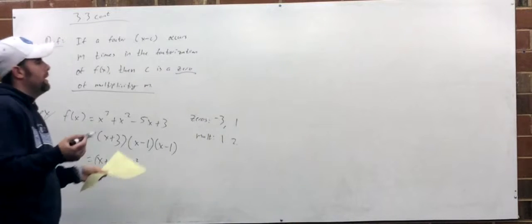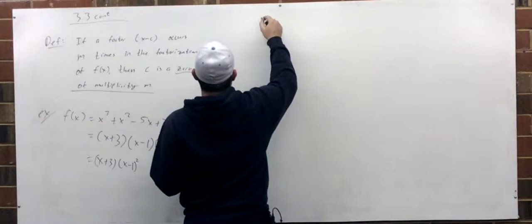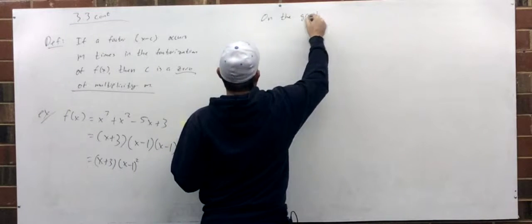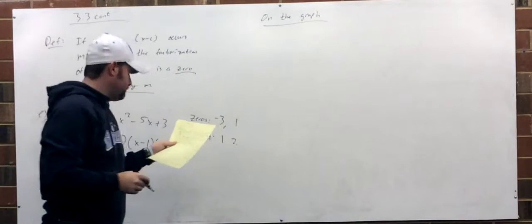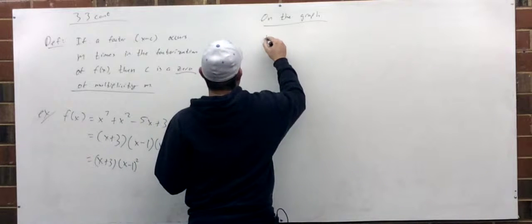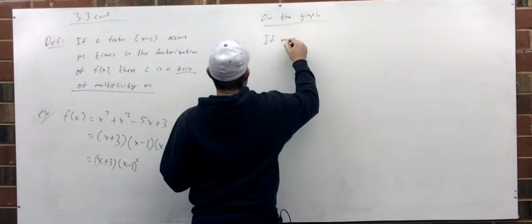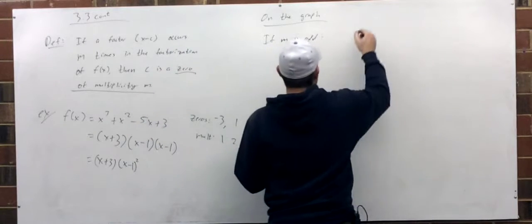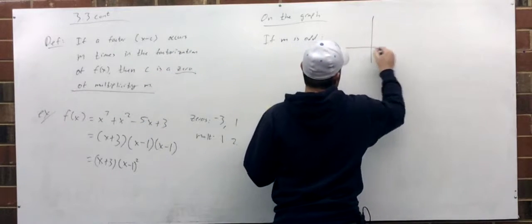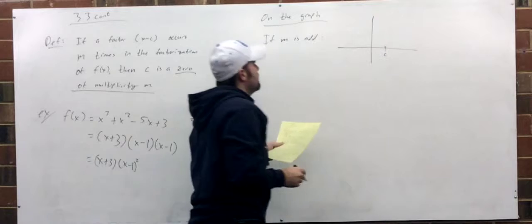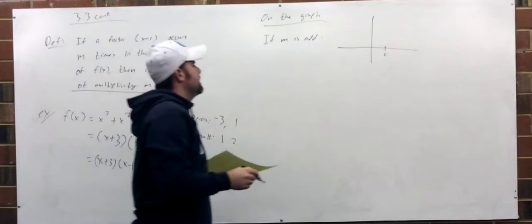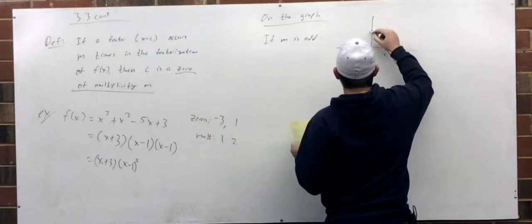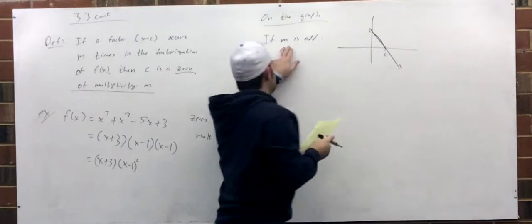Now how do we show that on the graph? Well, here's the general rule. If m is odd, then the graph, we don't necessarily have to have a particular graph, let's just say we have the x-intercept c, and we know the graph is going to go through that point c if m is odd.